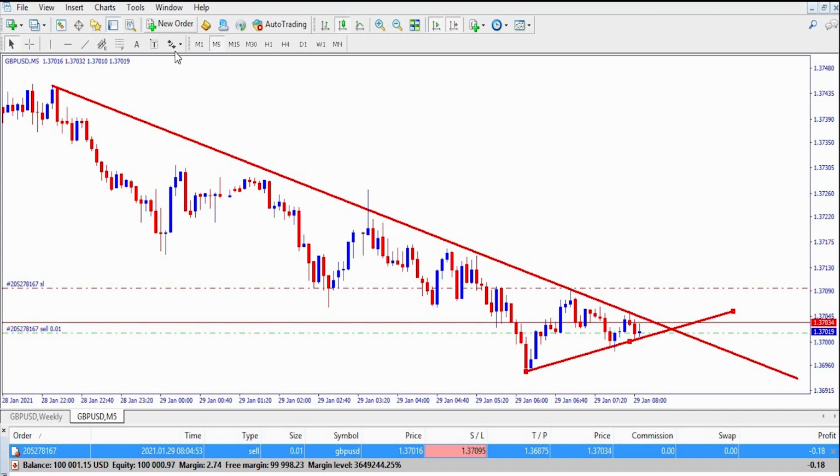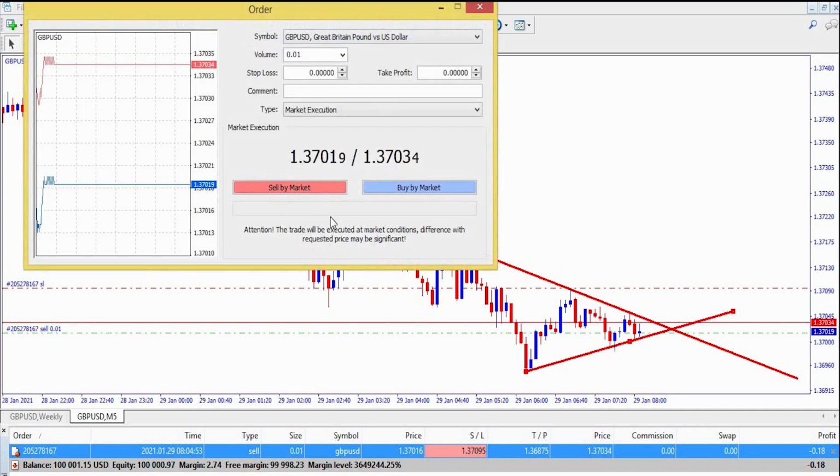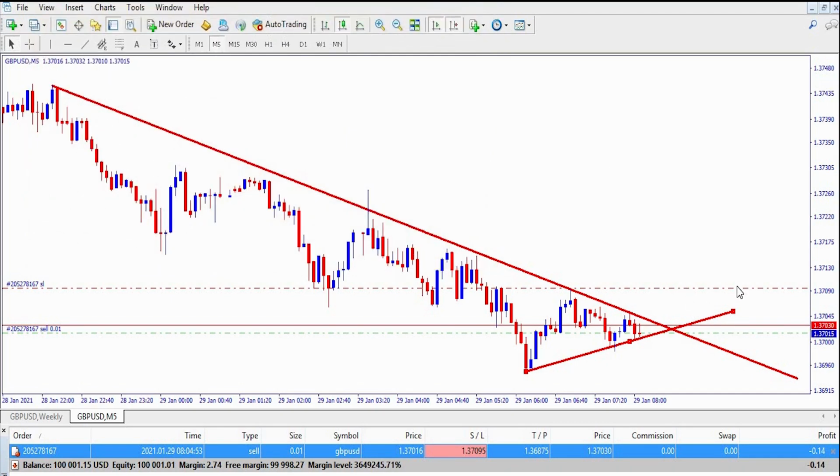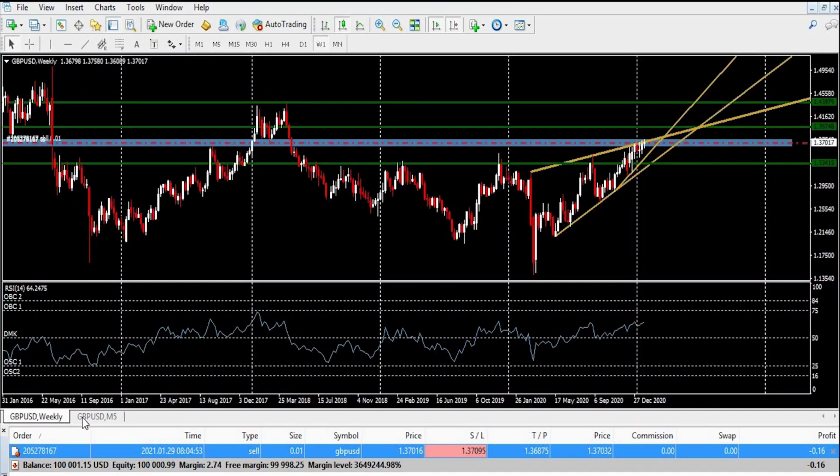So you can use the market execution, which is the same thing as the instant market order. Click sell, you're in the market automatically. Click buy, you're also in the market automatically. If you're selling, your stop loss has to be above and your take profit below. If you're buying, your stop loss has to be below and your take profits above. Okay, so I need an order chart to explain.